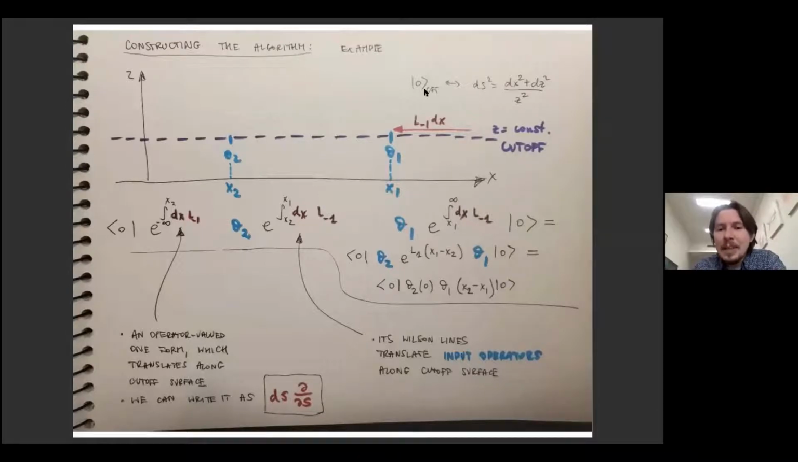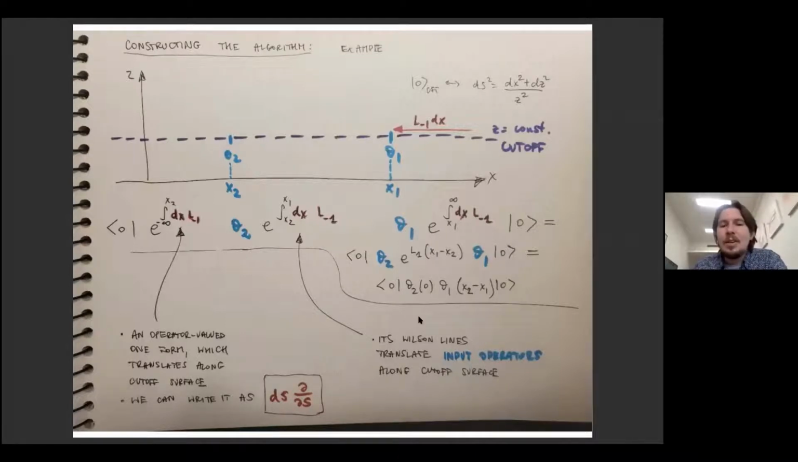In the case of the ground state, I happen to already know ahead of time what operator is going to do the sliding. It's just L minus 1 times dx. It's dx because it will be finite exponentials of this that will give me finite translations. But an infinitesimal translation is L minus 1 dx.